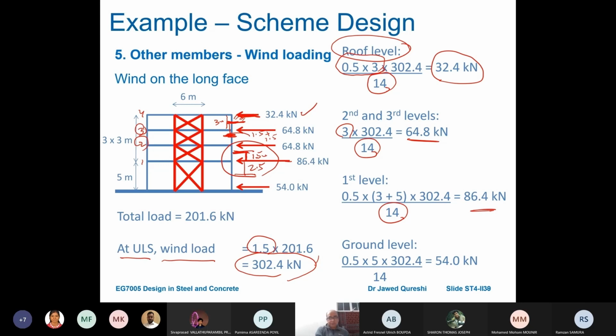And at ground level, this is supporting only this 2.5 meters. So simply you multiply 0.5 times 5, or 2.5, with the total load divided by 14. This will give you the load at the ground floor level.